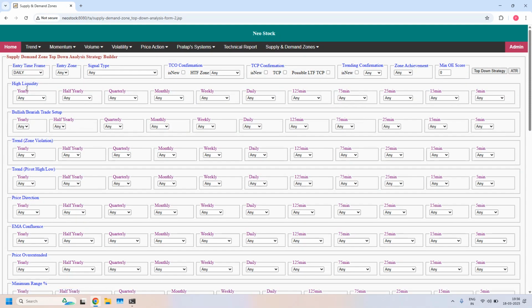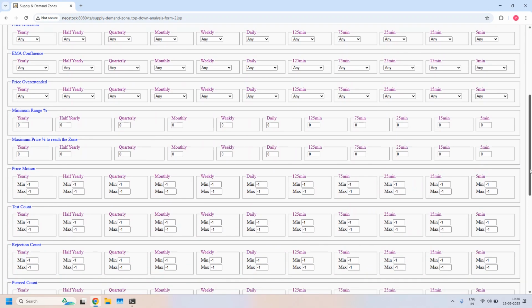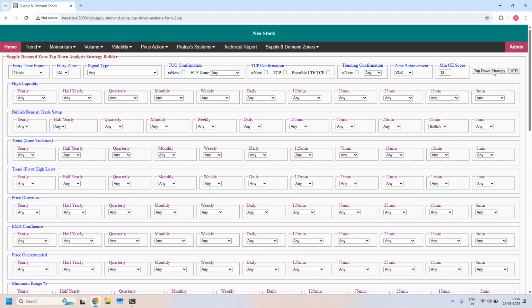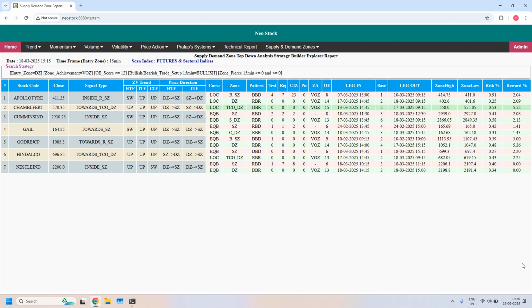Daily income trade bullish trade setup, entry time frame is 15 minutes, entry zone is demand zone, and also bullish or bearish trade setup at 15 minutes time frame. I am selecting bullish, and zone achievement violated opposing zone, minimum odd enhanced score is 12, and also the 15 minutes demand zone should not be pierced. So in the pierced count at 15 minutes time frame, I'm selecting minimum value 0, maximum value 0. So with these filters, we got 7 stocks.